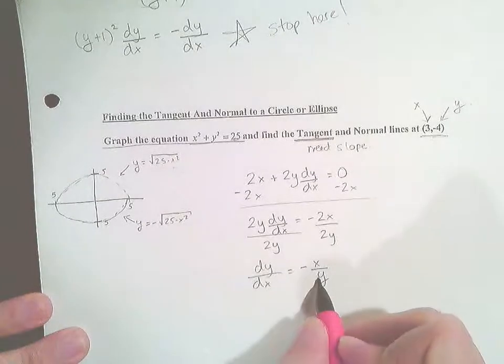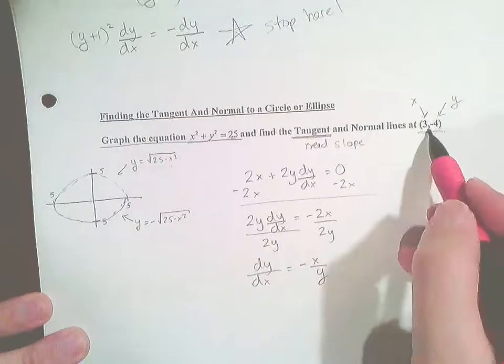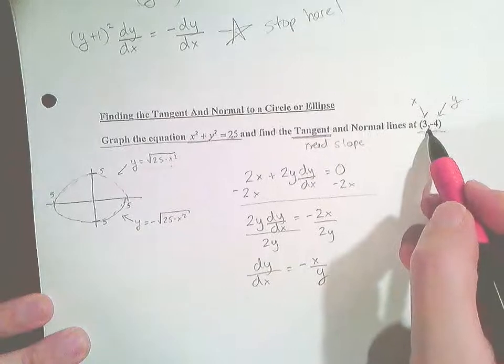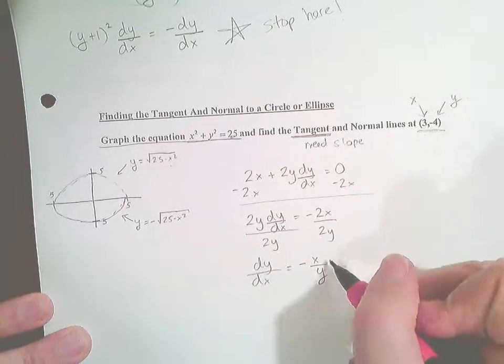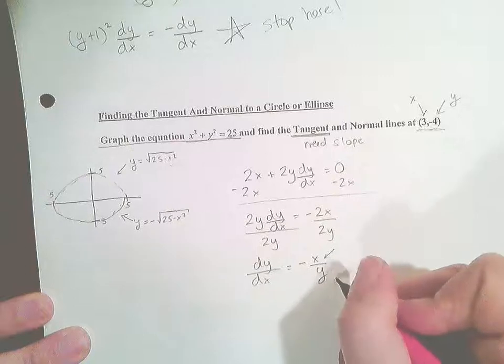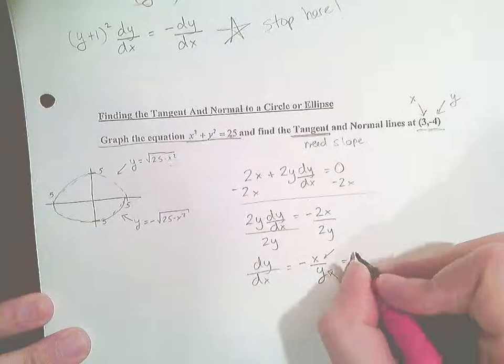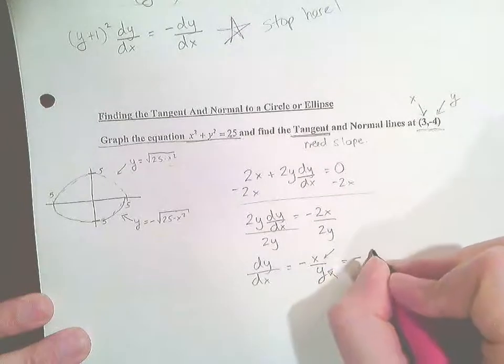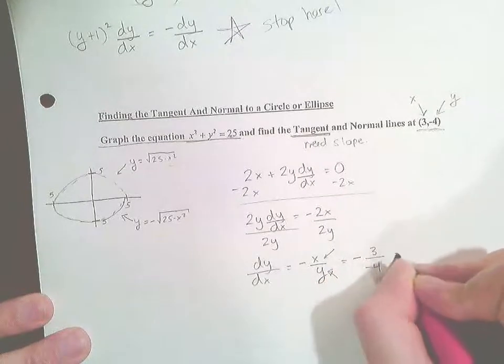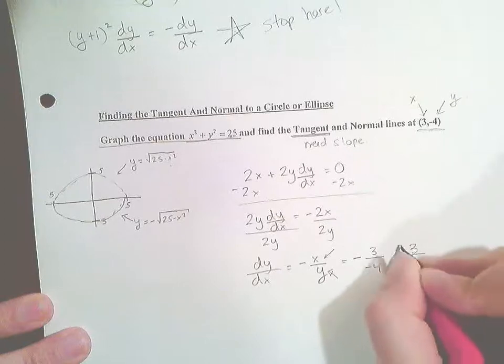So what is the slope? Here's my x and my y. I would plug in my x and my y, and that will give me my slope at that point. So it's going to be negative 3 over negative 4, which ends up being 3/4. So that's my slope.